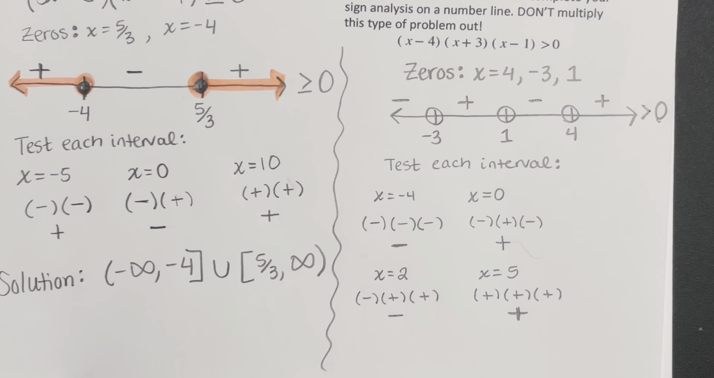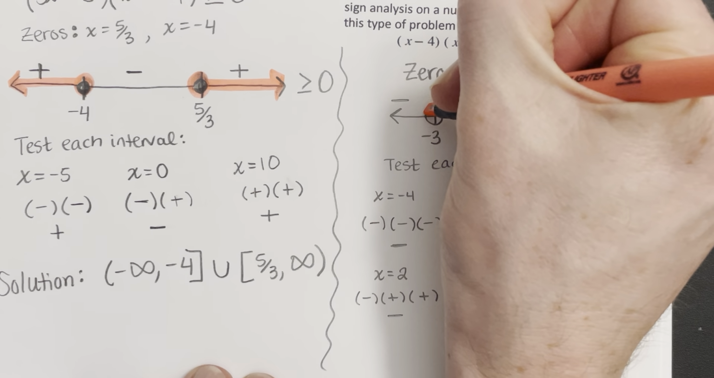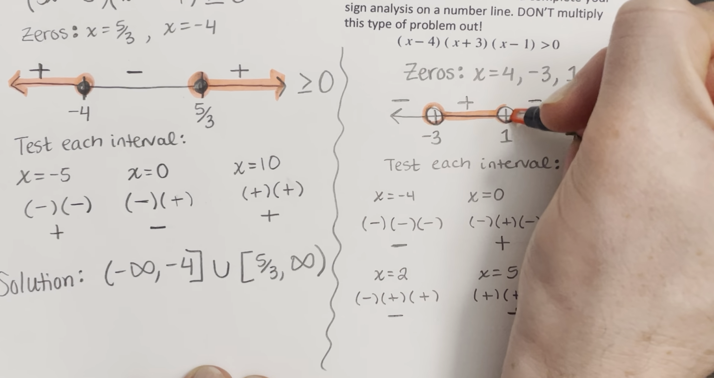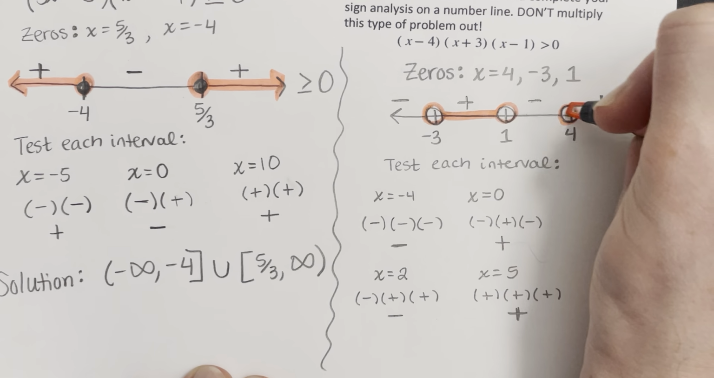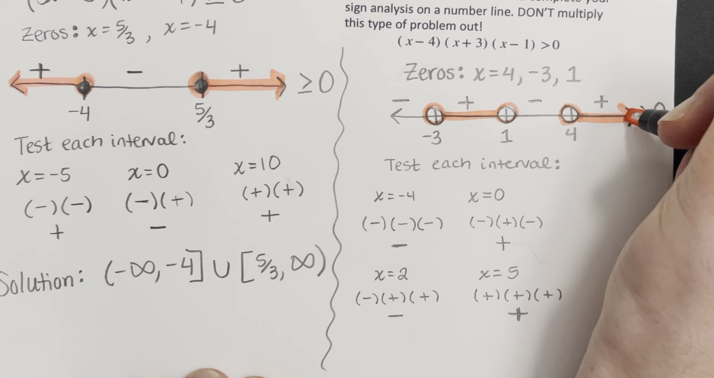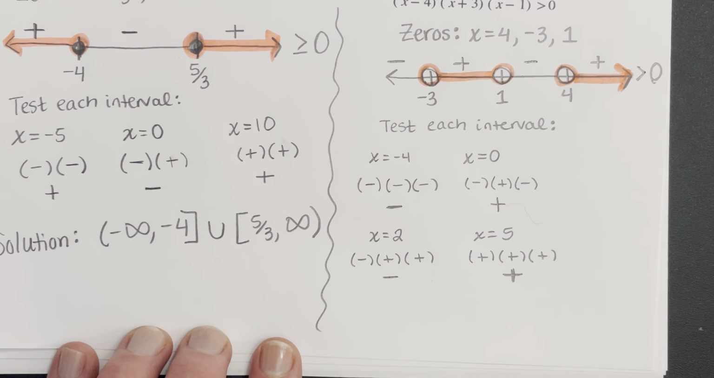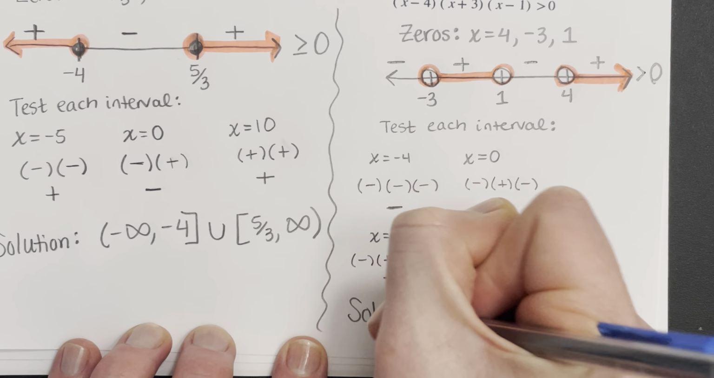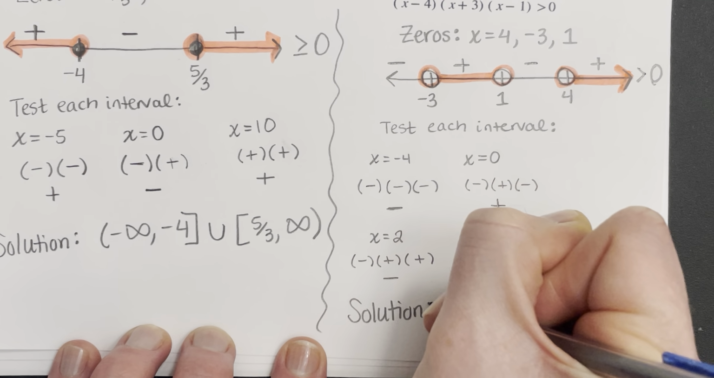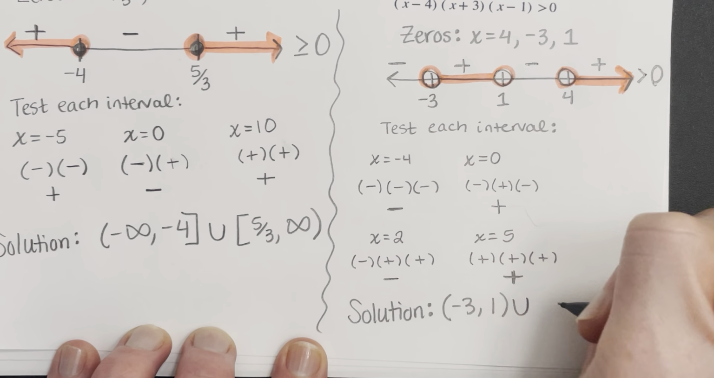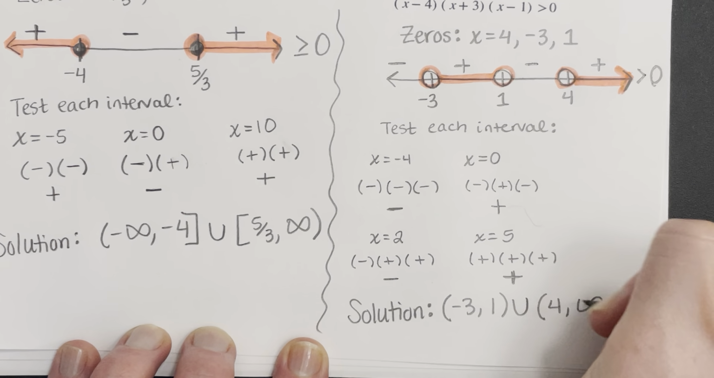We care about when this is greater than 0. That does not include the zeros. That's why they're open circles there. But we can see when it's positive, it's greater than 0. And then we write that in interval notation. Our solution for this one would say parentheses -3 to 1 union 4 to infinity.